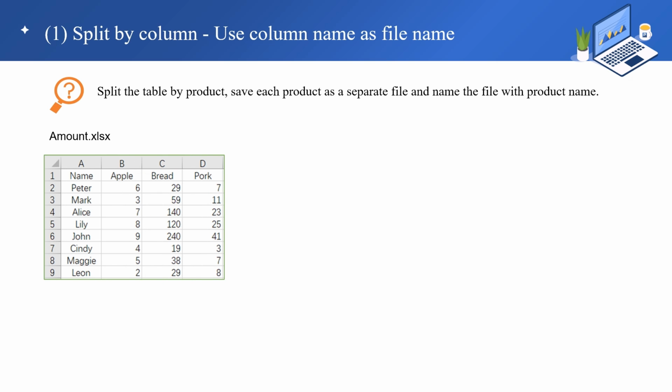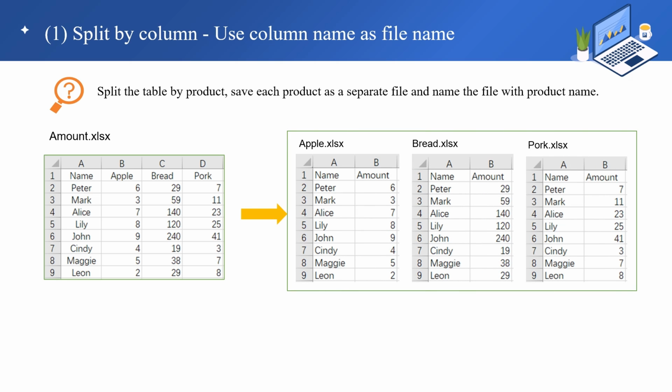There is a table amount.xlsx which summarizes the amount data of certain products purchased by some key customers. Now we want to split it by product, save each product as a separate file, name the file with product name and take amount as column name. This is the split result, which shows that apple, bread, and pork are separately saved as a file that stores the amount data for the product.